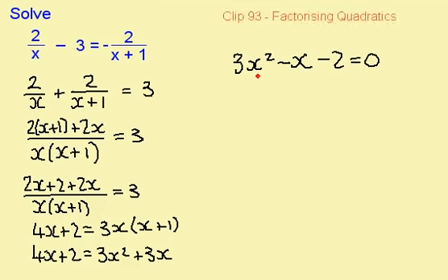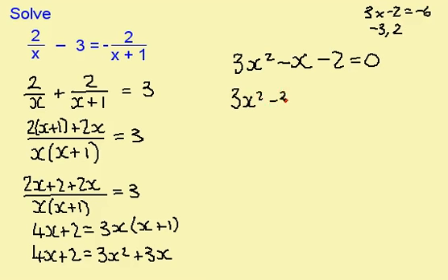We're now going to factorise this. 3 times minus 2 is minus 6. We want two numbers that multiply to give minus 6 and add to give minus 1. So that's going to be minus 3 and 2. So we have 3x squared minus 3x plus 2x minus 2 equals 0.